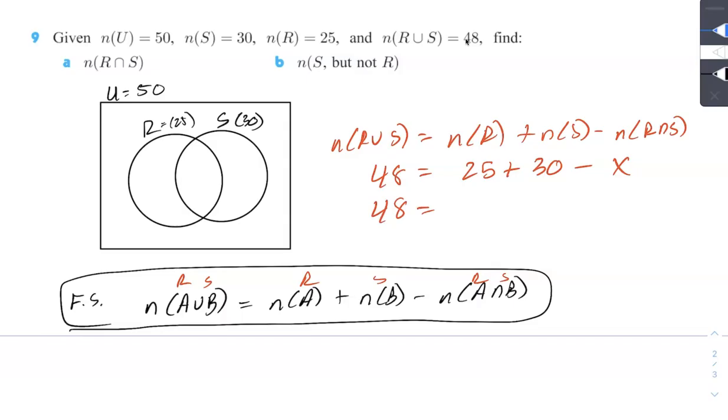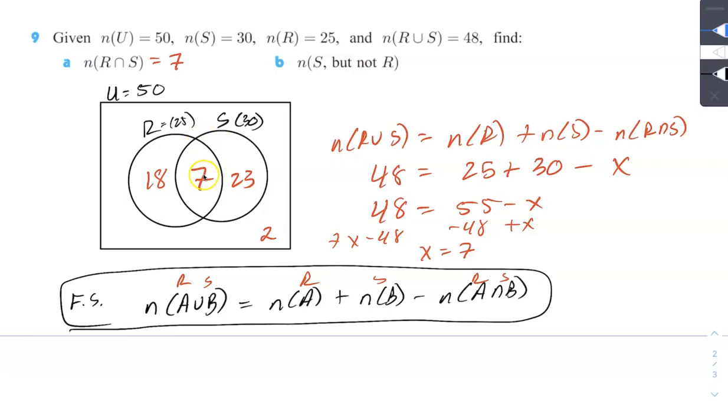So using this equation, we can solve it. 48 equals 55 minus X. So plus X minus 48. You get X equals 7. So that's how much it is in the intersection. 7. And once you get the intersection, the rest of the Venn diagram you can fill out. So this is 7 now, right? If I know that's 7, I should be able to figure out what this side is. It's 30 minus 7, which is 23. I need to figure out what this side is. 25 minus 7 is 18. I can even find out the outside, right? Because this is the universe minus these things. So it's the universe minus 48.